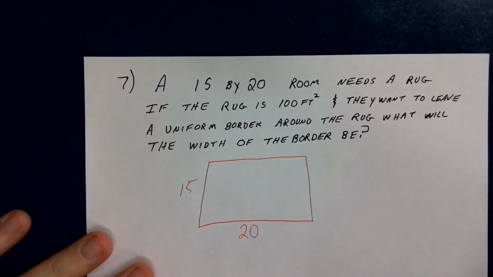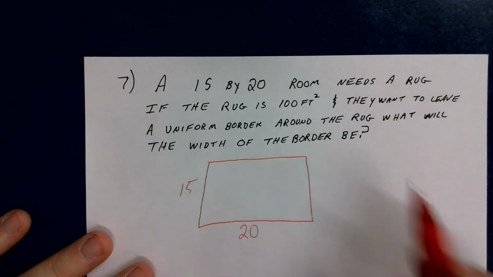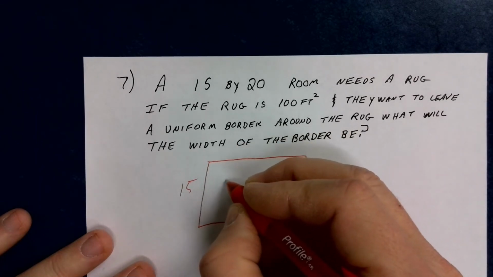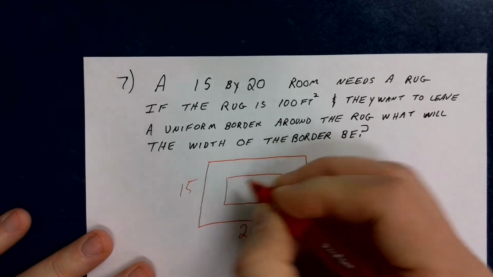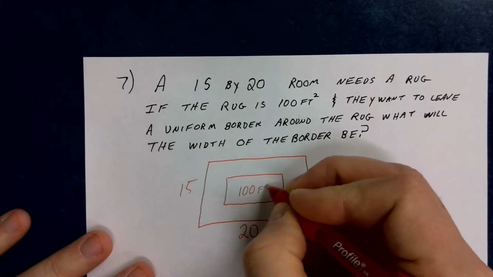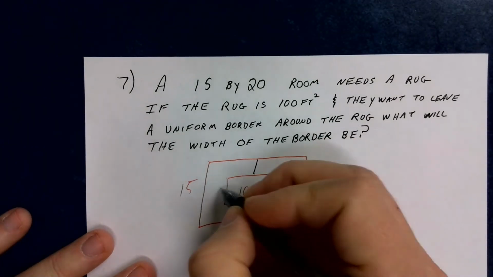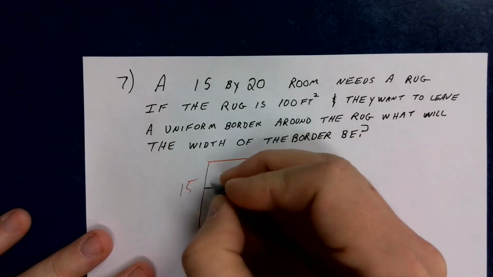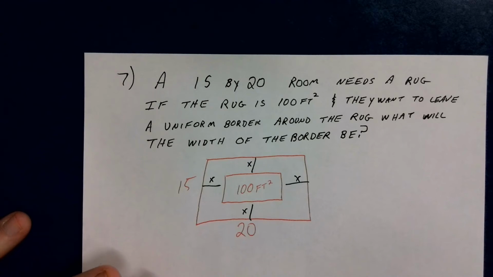And then you're going to put a rug in it. That's 100 square feet, and they want to leave a uniform border. That's important. So let's say that this is 100 square feet. The uniform border means that this distance and this distance and this distance and this distance are all the same. And we don't know what it is, so we use an x, right?